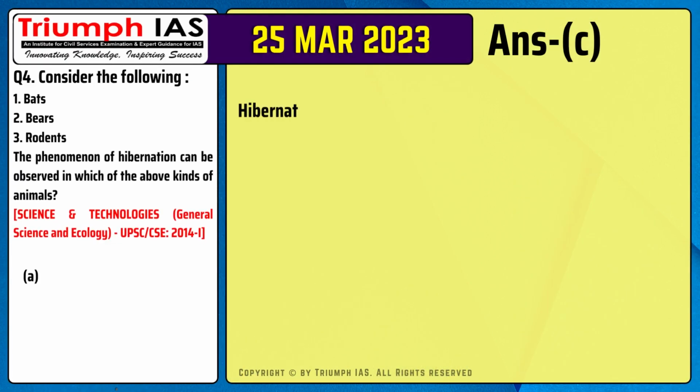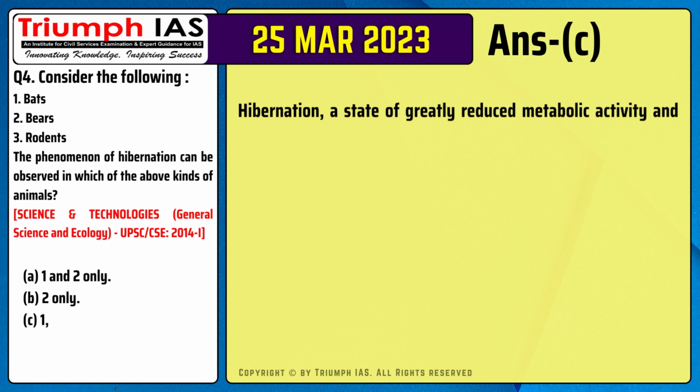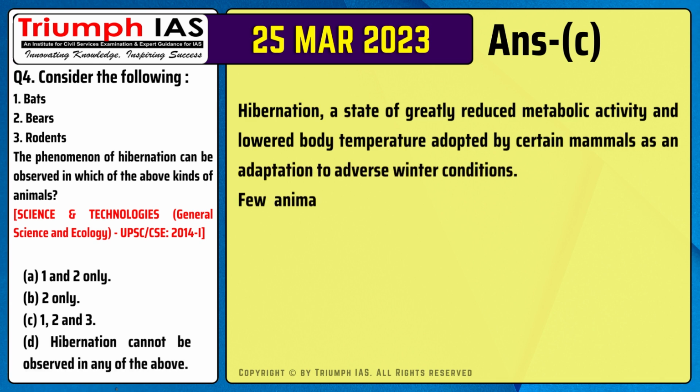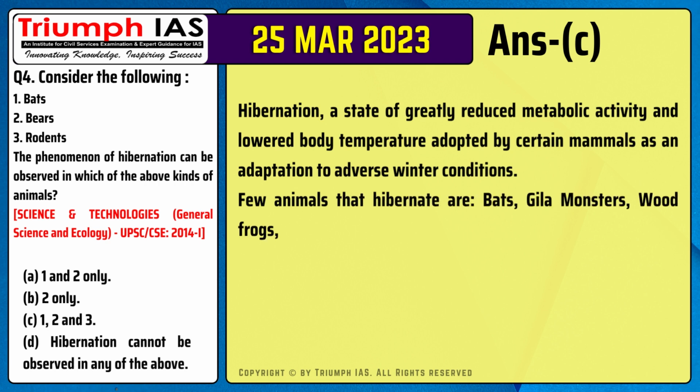The correct answer is option C. Hibernation is a state of greatly reduced metabolic activity and lowered body temperature adopted by certain mammals as an adaptation to adverse winter conditions. Few animals that hibernate are bats, Gila monsters, wood frogs, snails, bears, snakes, bees, rodents, etc.